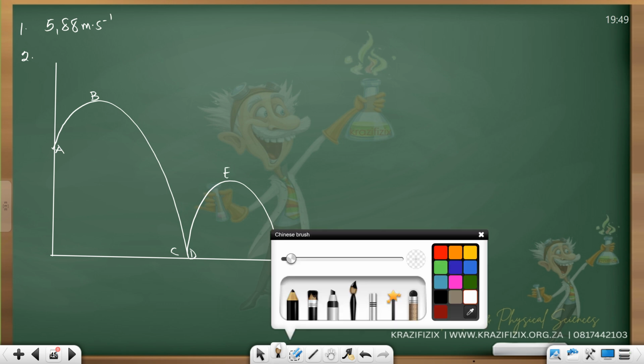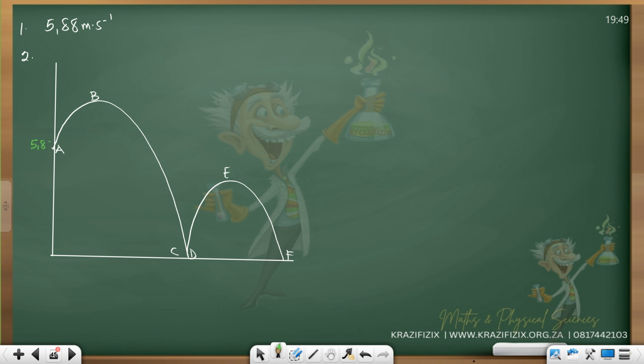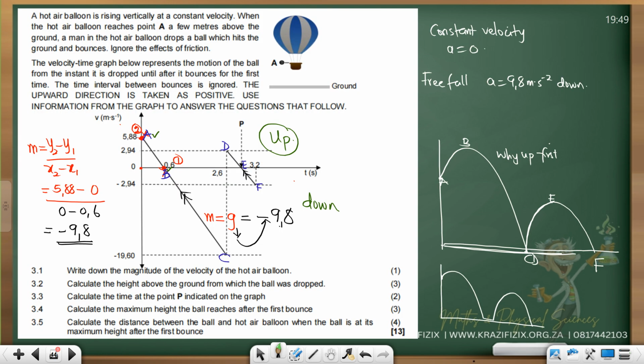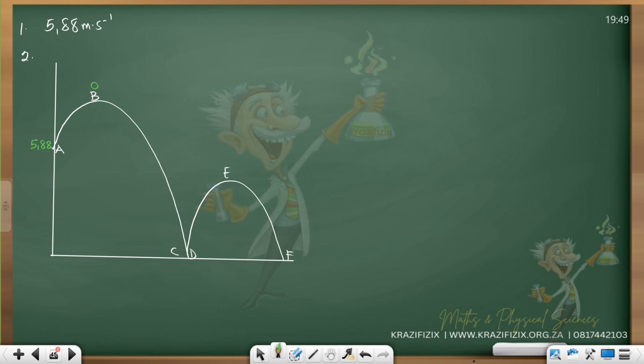But I want to write my velocities. What is the velocity at point A? 5.88. What's the velocity at point B? 0. What is the velocity at point C? Negative 19.6. Do you know why it's negative? Upward is chosen as positive.